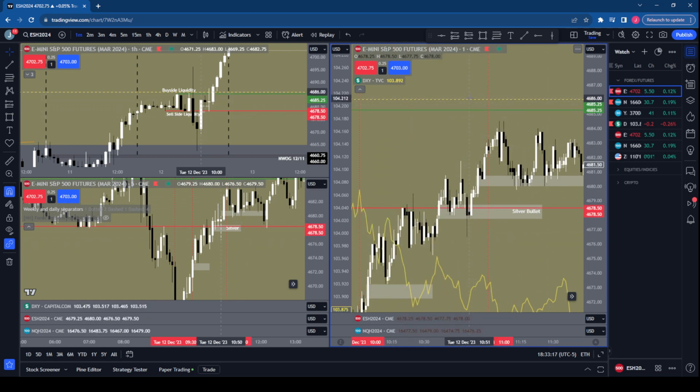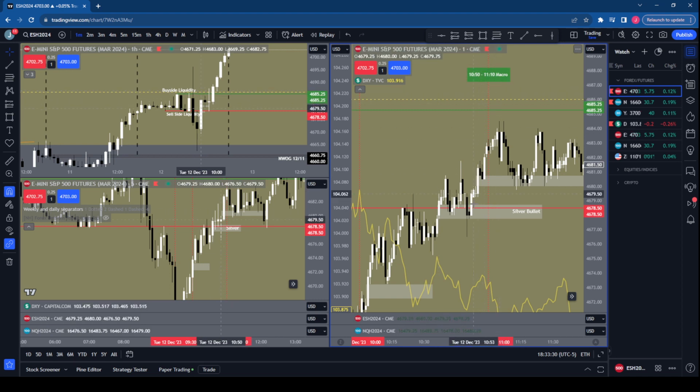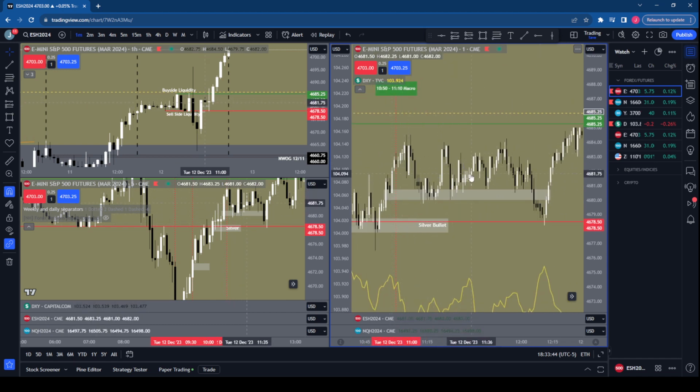Then we came into the 1050 macro time, and again, line it up with what ICT says for time and price. So you entered off this right at the 1050 time. Beautiful. And delivered 5 handles. And you can see it kind of consolidated, moved sideways a little bit, respecting this fair value gap pretty nicely.